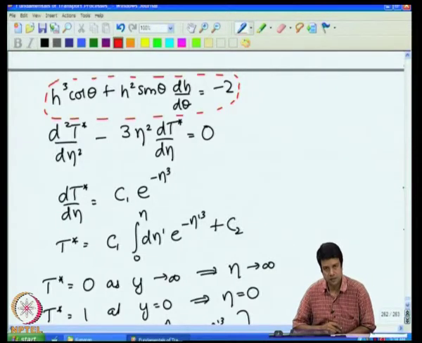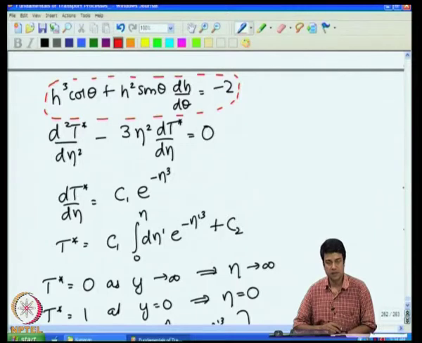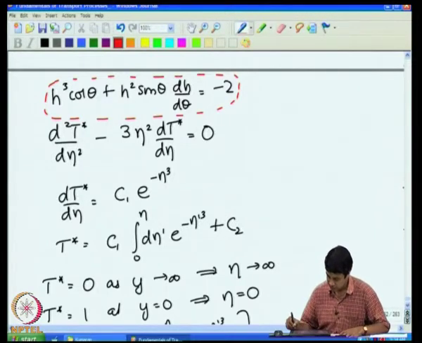What changes is the form of the function h in the similarity variable. This will of course depend upon the shape of the object as well as the velocity field close to the object. Okay. So, let us try to solve this equation.